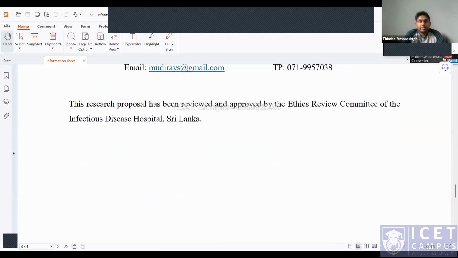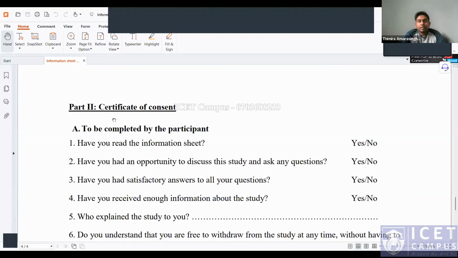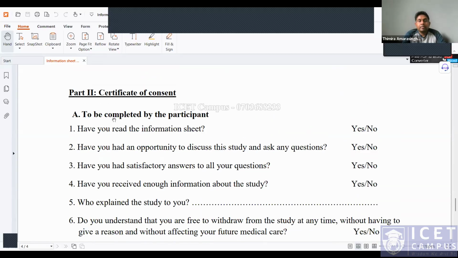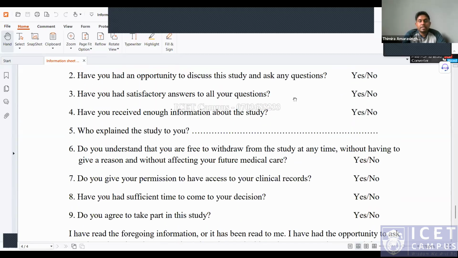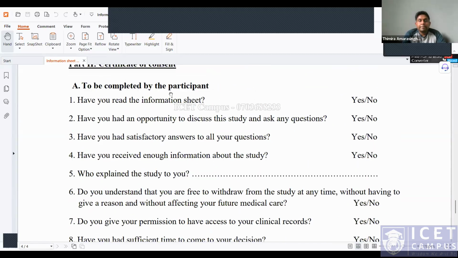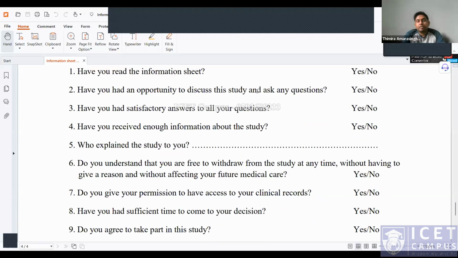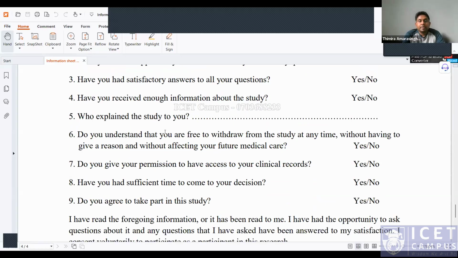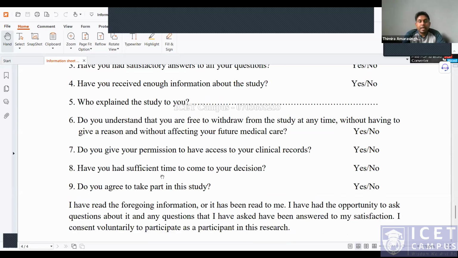After that, we can prepare the consent form. So this is an example consent form. Here certain questions are being asked from the participants, whether they read the information, whether they got to ask any questions, whether they got answers, enough information, and whether they are agreeing to take part in the study.